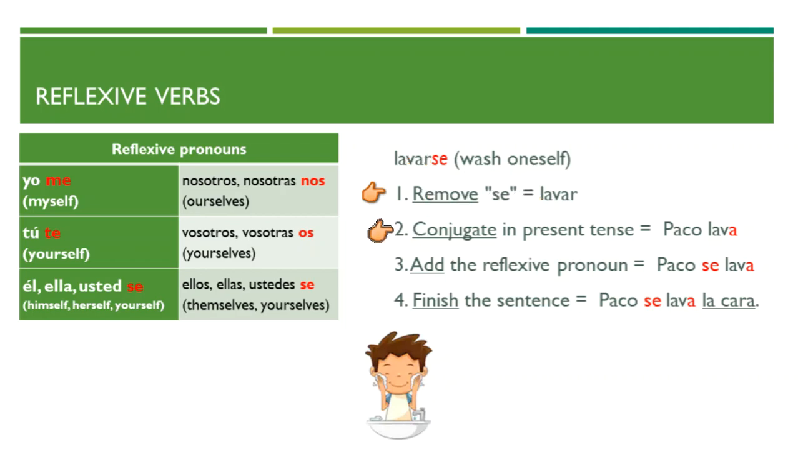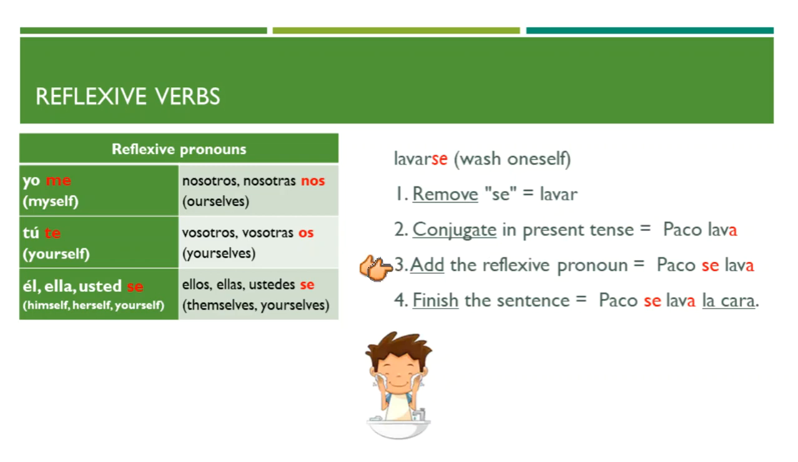We're going to follow the next step, which is number 2, to conjugate that verb in present tense. And if you do not know how to conjugate verbs in present tense, make sure to watch the video on how to conjugate verbs in present tense. So I know that Paco is a he, so I need to change the AR to an A. So now I have Paco lava.